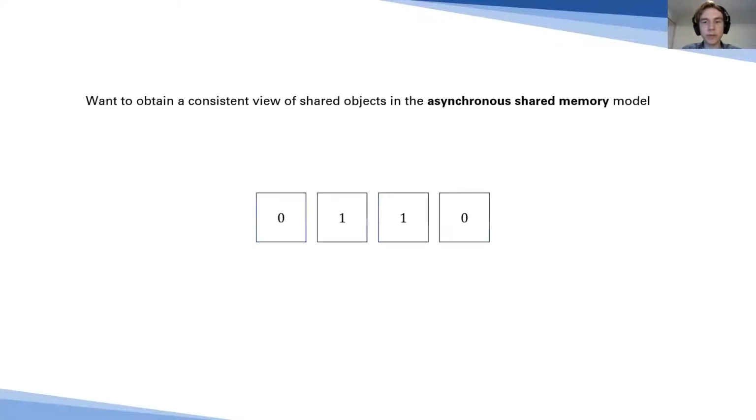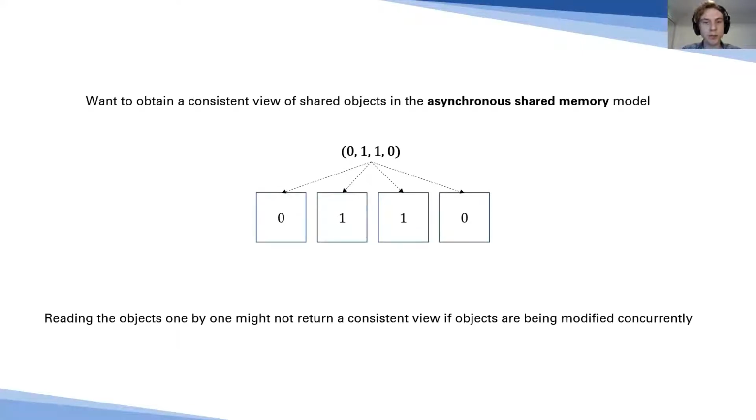A fundamental problem in the asynchronous shared memory model is obtaining a consistent view of the shared objects. A naive approach is to simply read all of the shared objects one at a time. However, this might not return a consistent view. In particular, we might obtain a sequence of values that were never simultaneously present in all of the shared objects.